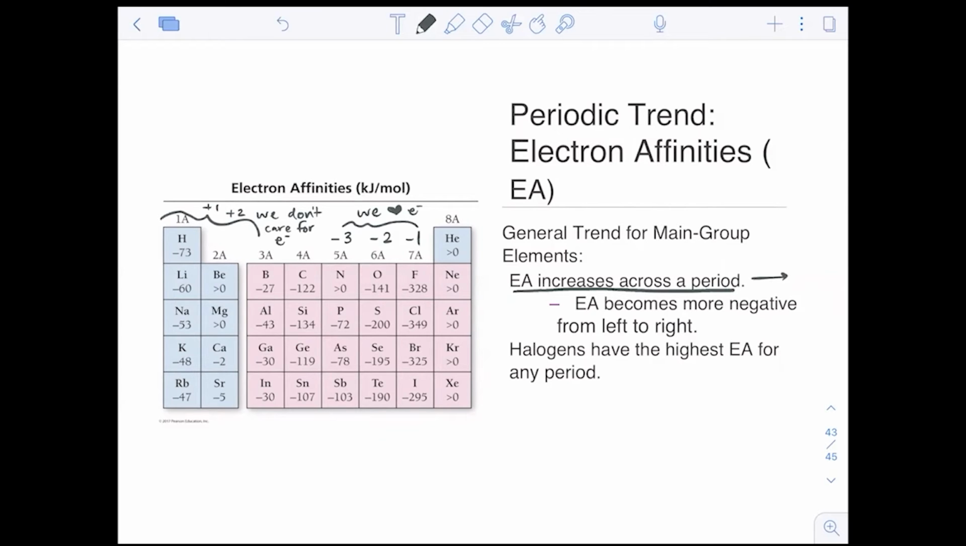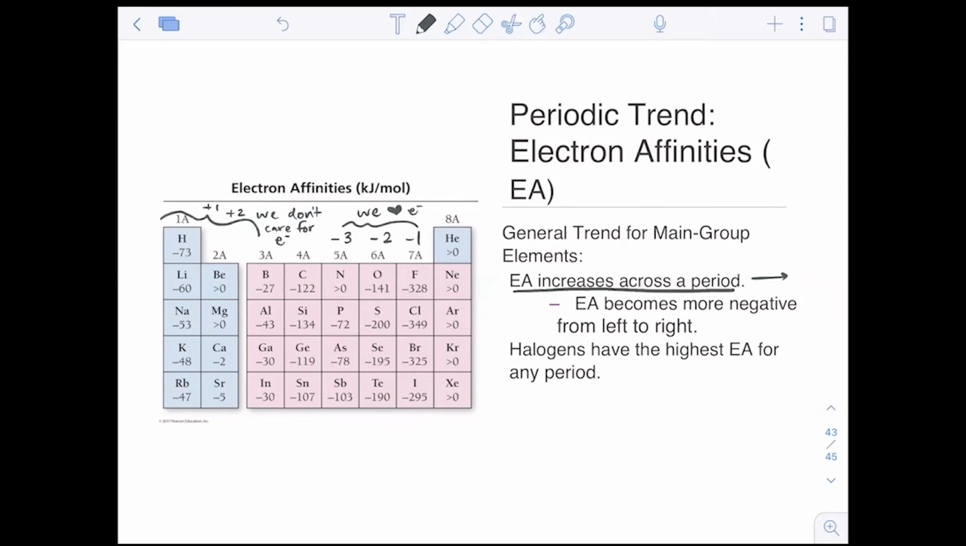Halogens have the highest electron affinity for any period. They love electrons. They want one more electron. They're going to try their hardest to get that one electron to reach noble gas configuration. They're so close. So electron affinity becomes more negative as we move from left to right, meaning that more energy is released as we move from left to right.